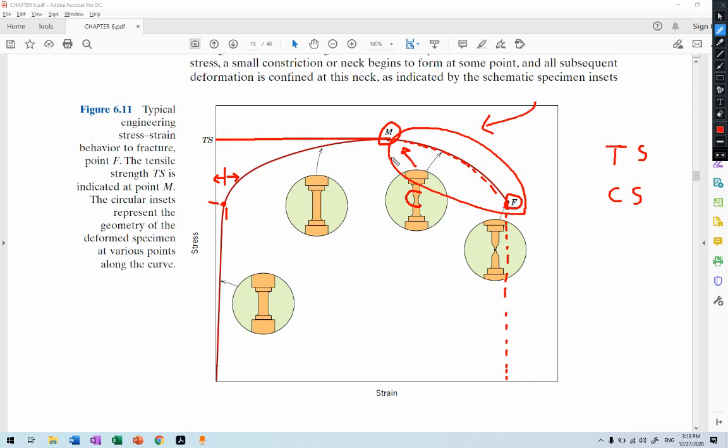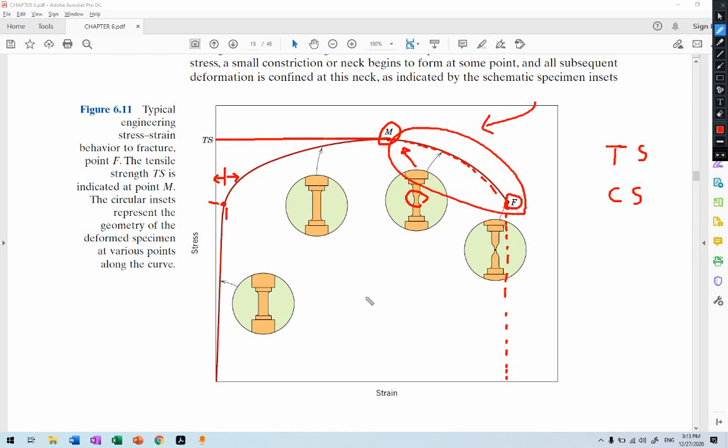Chapter 8 talks about this part here. What will happen? How the material fails. So we'll discuss brittle and ductile materials. We'll understand what we mean by brittle and ductile materials later on. So we'll discuss this in chapter 8.